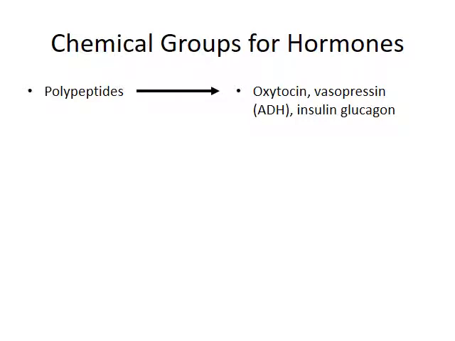So let's look at the different classes or groups of hormones by chemical grouping. So you've got polypeptides, usually dealing with something that's reasonably short, maybe fragmented in some way, shape, or form. But you're talking about strings of amino acids, usually shorter than some ones we'll call protein hormones.